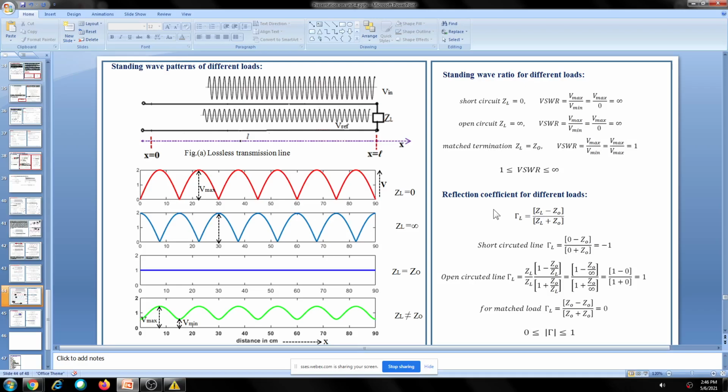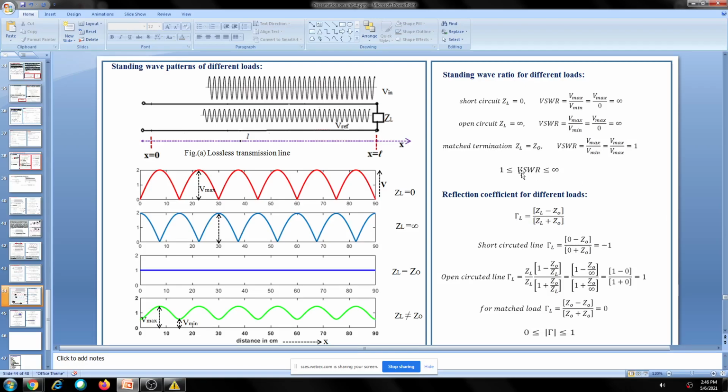So this is about VSWR, voltage standing wave ratio, and I have given here for different loads. Similarly, reflection coefficient, this we have already studied. That is the maximum and minimum values of the magnitude of the reflection coefficient. It is lesser than or equal to 1. No reflection means 0, maximum reflection means 1. For a matched load it is 0, for open circuit it is 1, for a short circuit -1. That you can calculate from here. The reflection coefficient of the load is given by this equation.